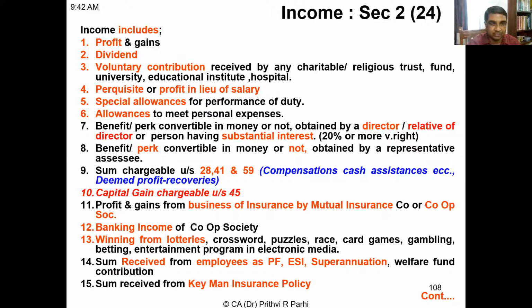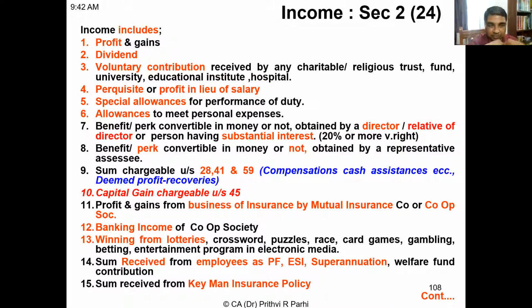Point 9. Sum chargeable under section 28, 41, and 59, that is compensations, cash assistances, deemed profit recoveries, etc. When we learn the chapter PGBP, Profits and Gains of Business and Profession, I'll explain these sections in detail at that point. At this stage, just have some idea: if some cash assistance, compensation or deemed profit recovery, some kind of money is received under these sections, then it will also be treated as income.